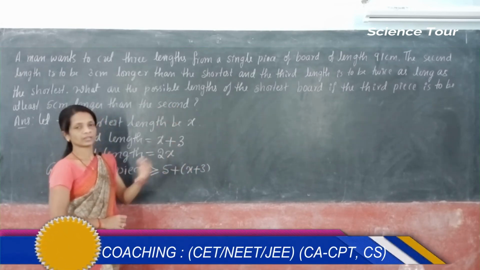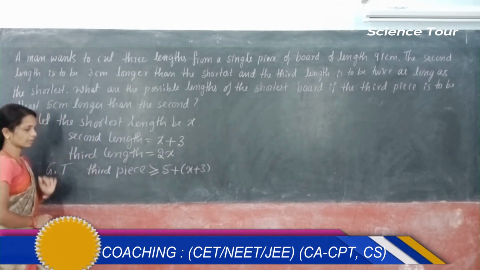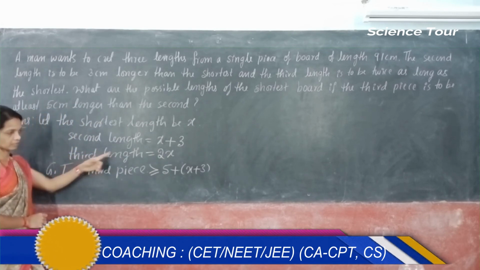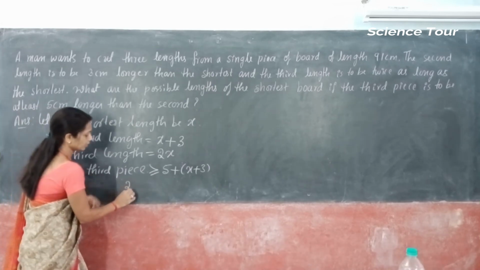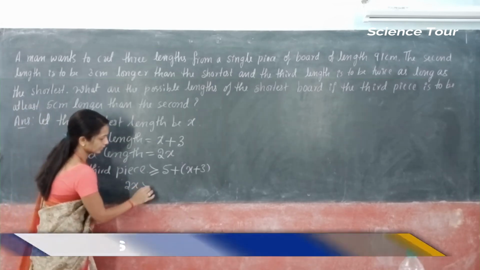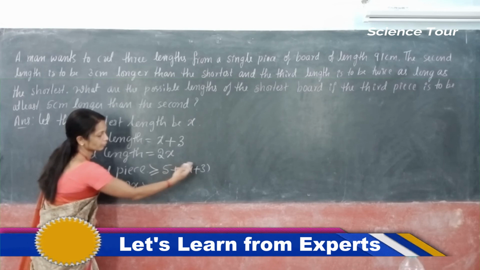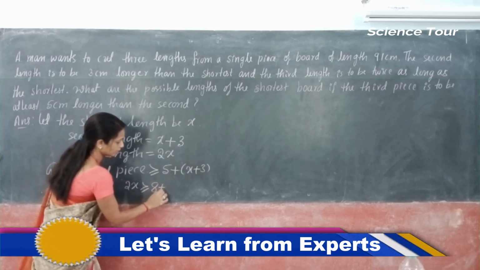Second one is x plus 3. Okay, that should satisfy this one. What is the third piece? Third piece means third length. Third length should be 2x, that is greater than or equal to, I will simplify this, 5 plus 3, that is 8, 8 plus x.